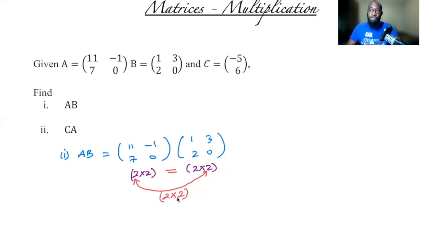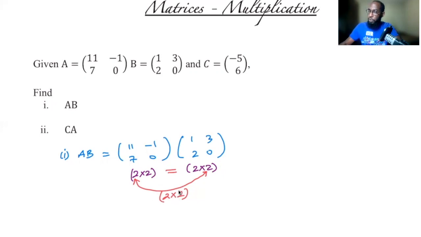All right, so let me just repeat that quickly. The second number in the first matrix must be equal to the first number in the second matrix. All right, so these 2 numbers here must be the same. 2 is equal to 2. And the outer numbers, so the first number in the first matrix and the second number in the second matrix, that will give you what is the size of your answer. So whatever answer you get, it's supposed to be a 2 by 2 matrix.